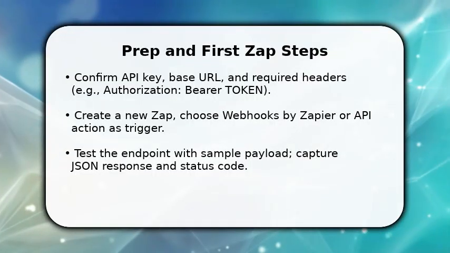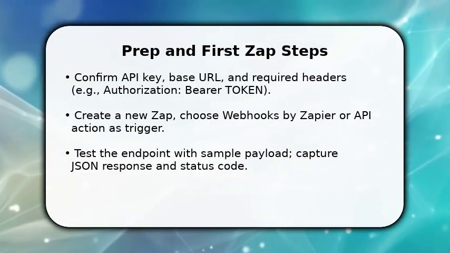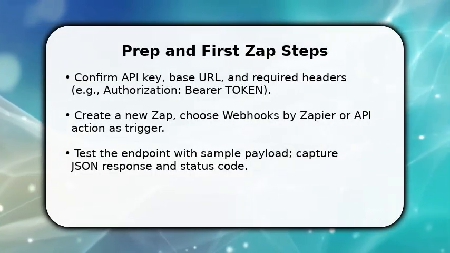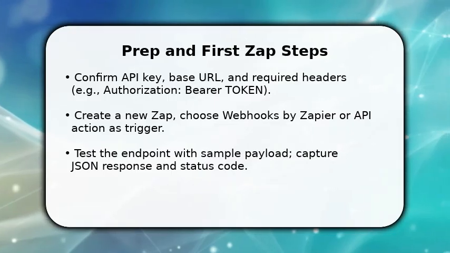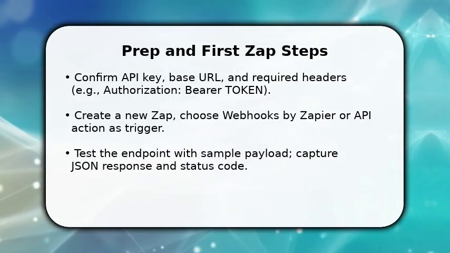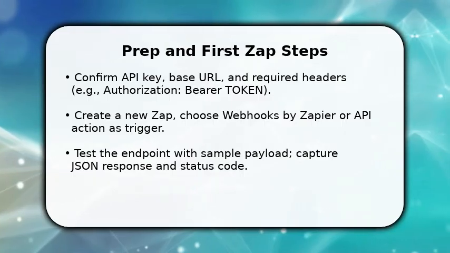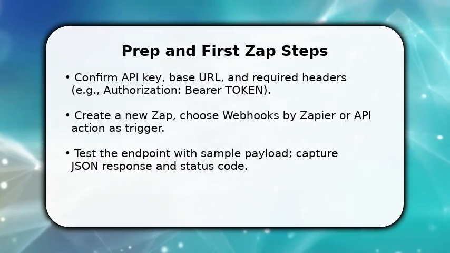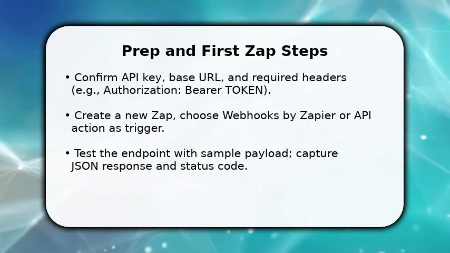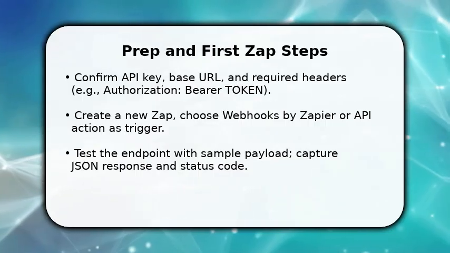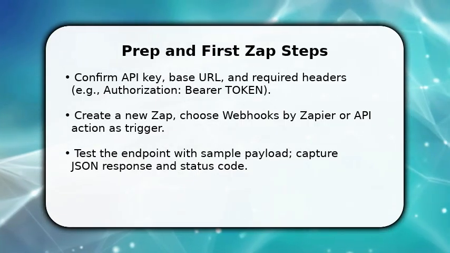You start by verifying prerequisites: API key, base URL, and required headers. Once confirmed, create a new Zap and select Webhooks by Zapier or the app's API action as your trigger. Next, send a sample request so Zapier can record a JSON response and status code. This gives you actual fields to map.